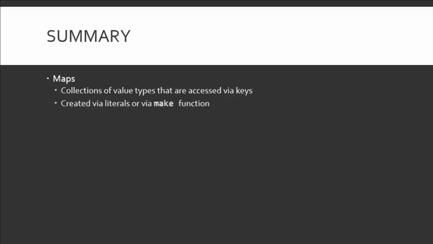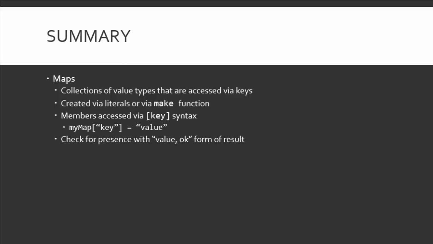When we talked about maps, we learned that they are collections of value types that can be accessed by keys. They can be created as literals or via the make function, and members are accessed via the square bracket key syntax. We can check for the presence of an element within a map using this OK syntax. So we can ask for the value, add an OK, and what the map is going to return is the value type as well as a Boolean that's going to indicate if the value was found or not.